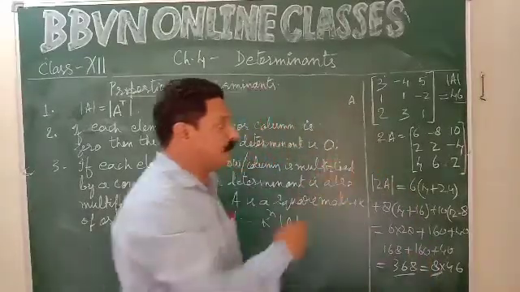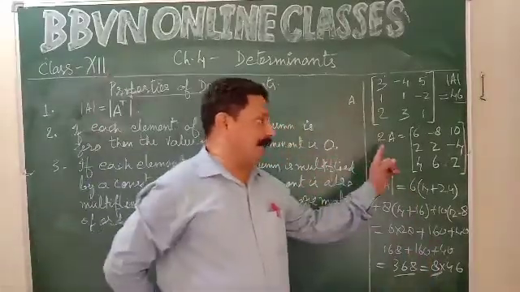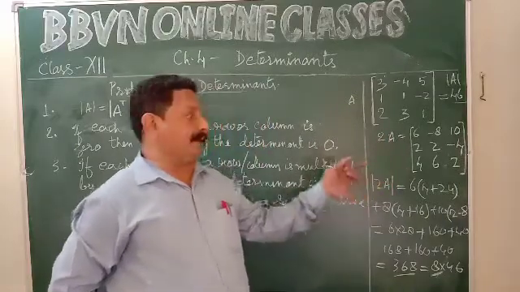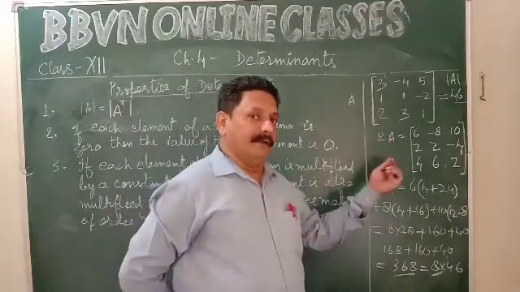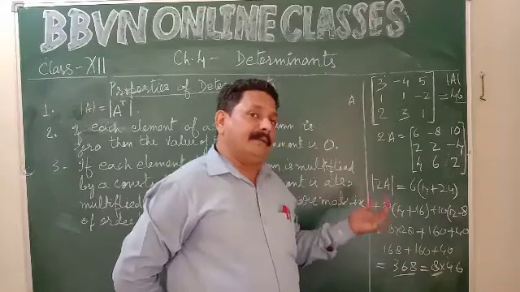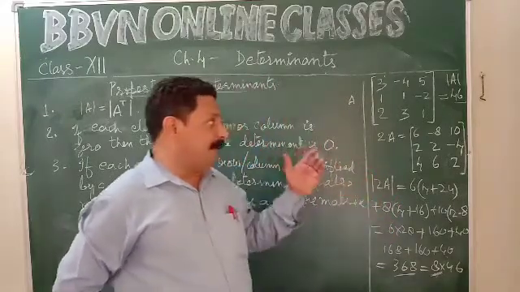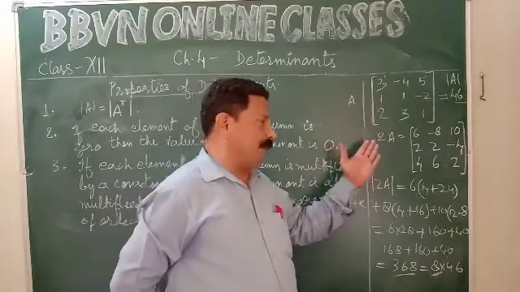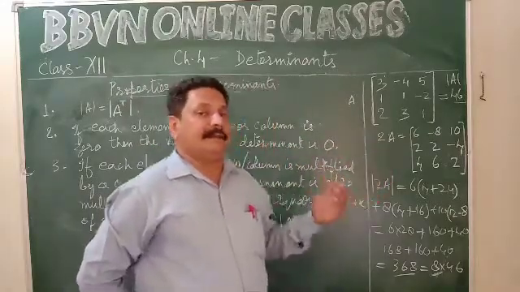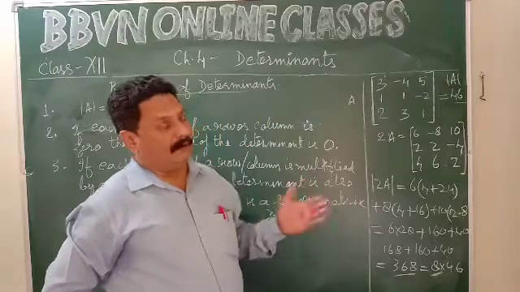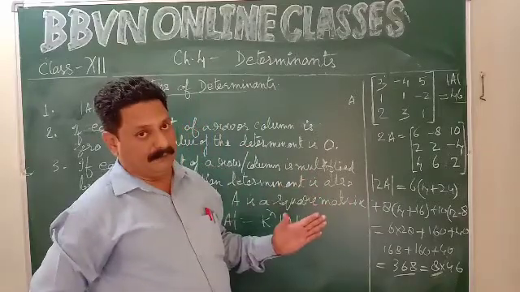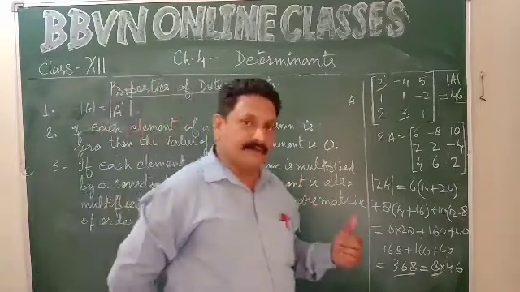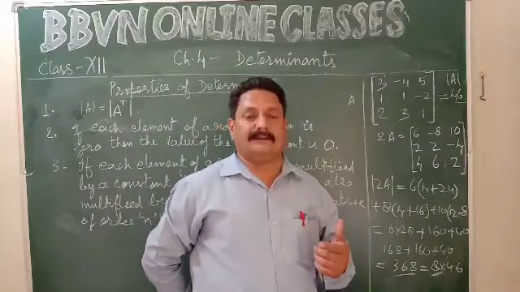So if I multiply a 3 cross 3 matrix by a constant quantity k, its determinant will be multiplied by k cube. If I multiply a square matrix of order 2 by a constant quantity k, its determinant will be multiplied by k square. This was the verification of third property. There are few more properties which we'll discuss in next class. Thank you.